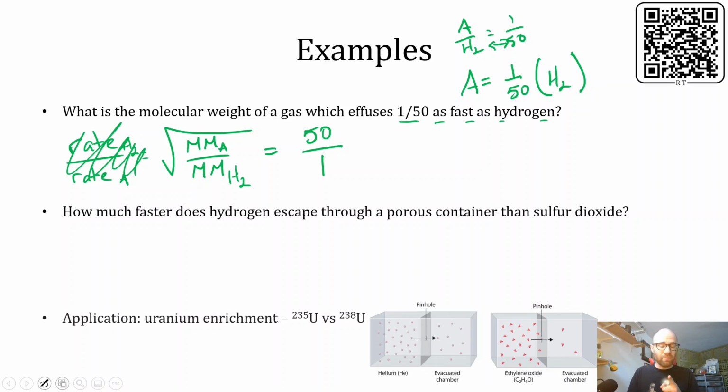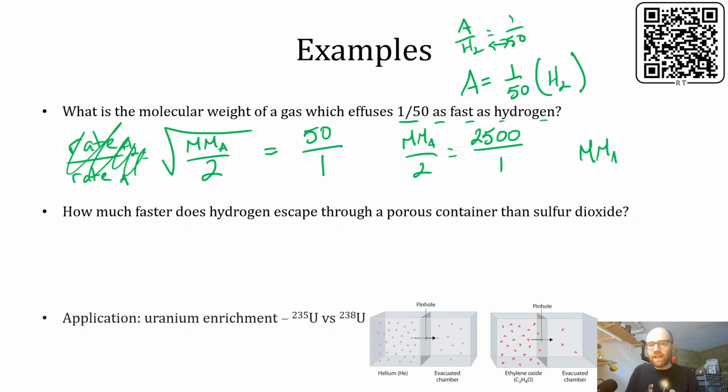And I know what the molar mass of hydrogen is. I can put a number to that. So again, algebra takes over. If we want to isolate the molar mass of substance A, we square both sides. So we get the molar mass of A over 2 equals 2,500 over 1. We multiply over, and the molar mass of A is equal to 5,000 grams per mole. I didn't say that it was realistic. I'm just solving the problem that's in front of me.